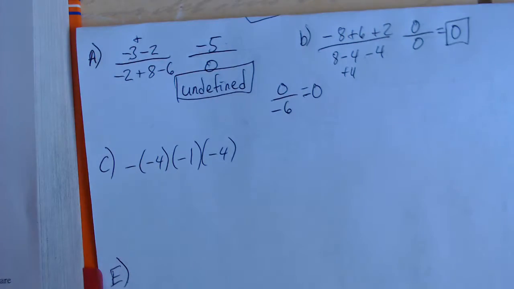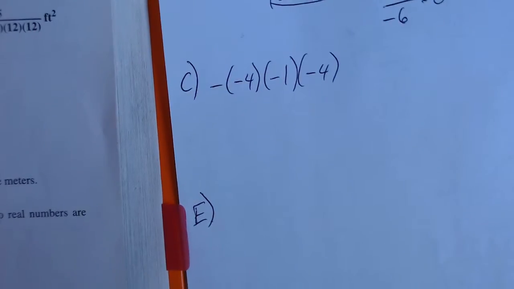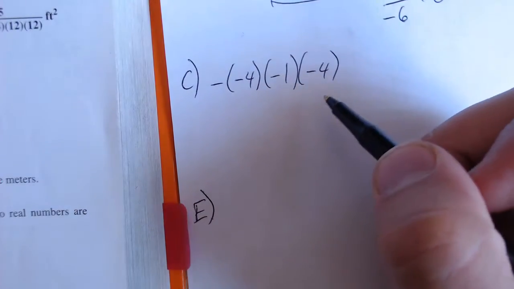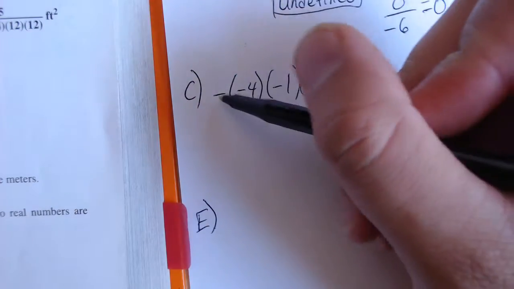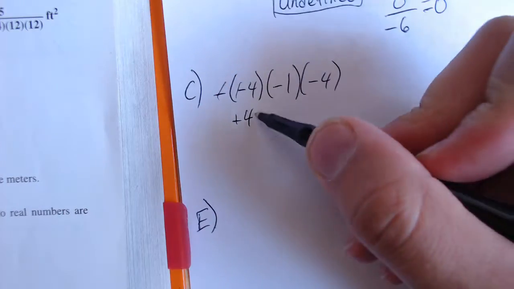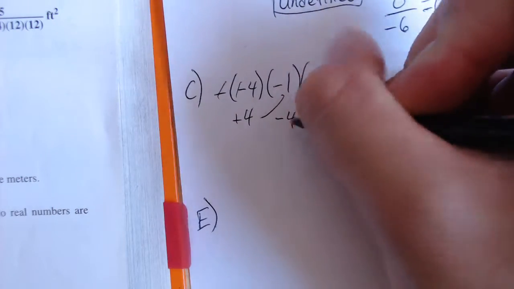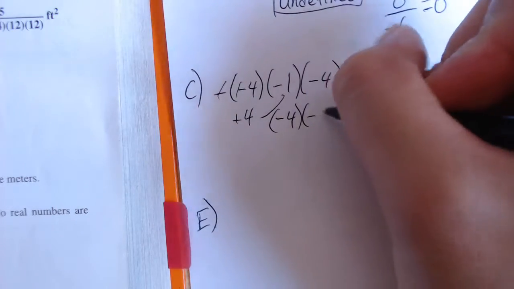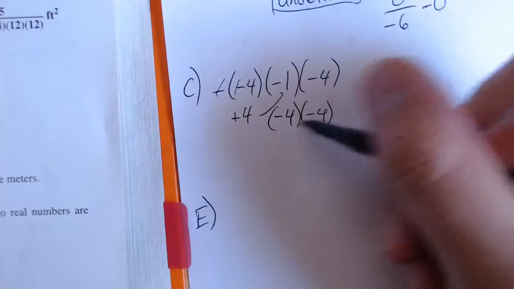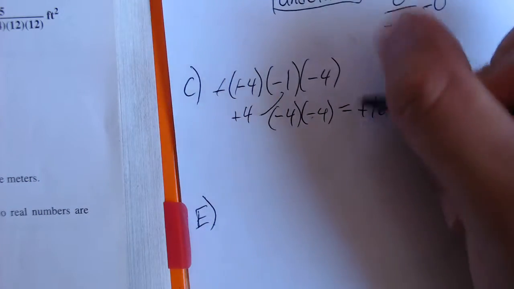Alright, moving on to C. So C, we just have to simplify, and we're dealing with multiple signs across parentheses. So we remember that these first two cancel and make that +4. From there, we multiply +4 by -1, and that gives us -4. So now we have -4 times -4, and a negative times a negative equals a positive, so the answer is going to be +16.